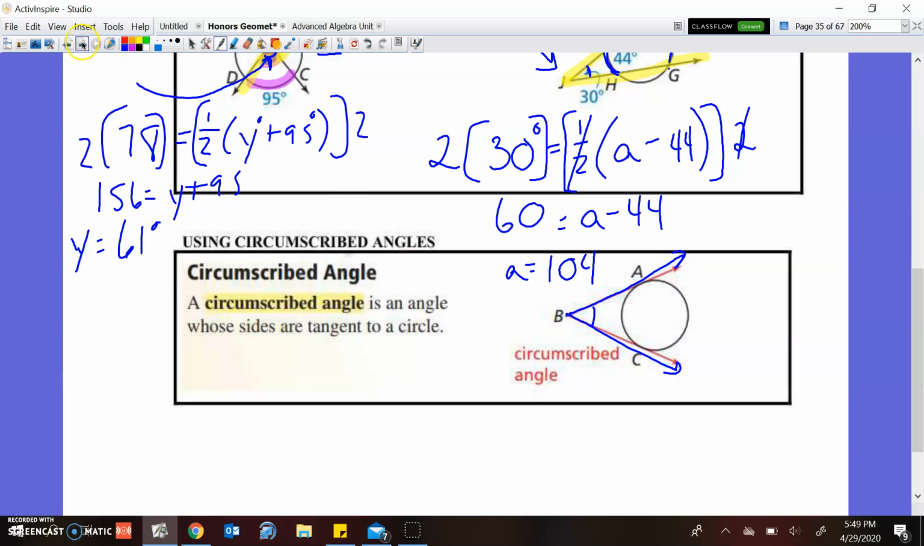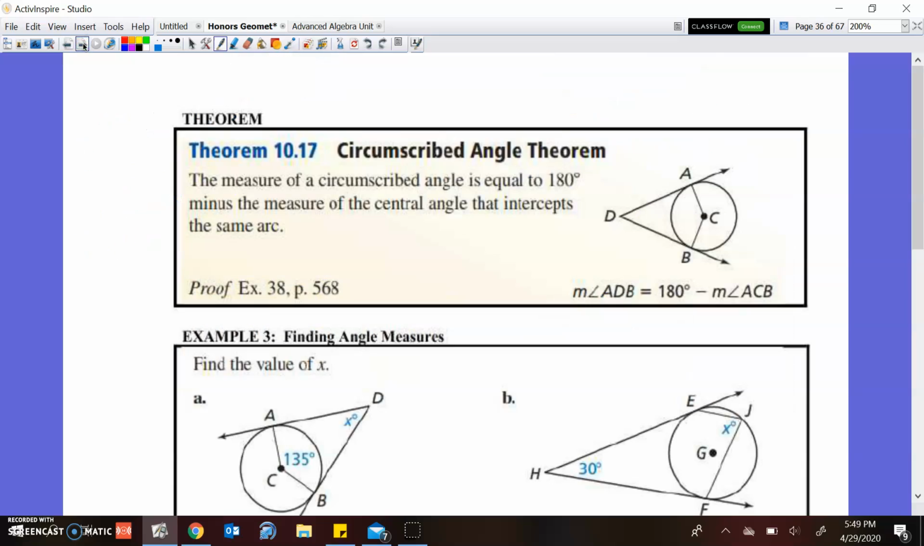All right, so the reason that comes into play is because there's this theorem called the circumscribed angle theorem. So the measure of a circumscribed angle, the measure of this angle D here, and again, we saw this back at the beginning. We said if we have a common endpoint and there's two tangents, the distance from that common point they share to each point of tangency is congruent. This angle here is what they're calling our circumscribed angle.